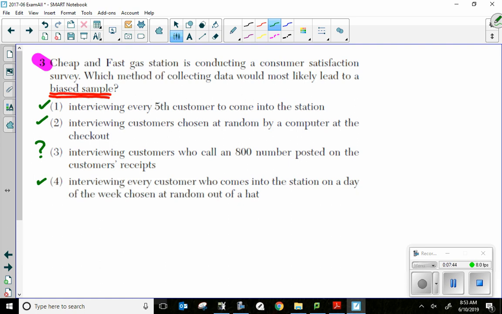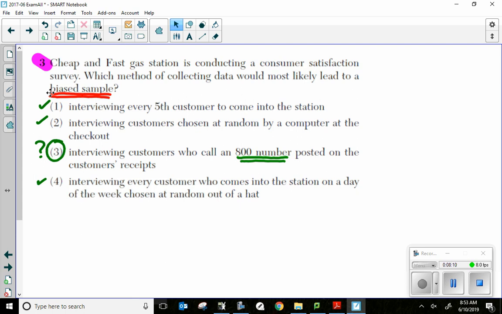Why would number 3 be the correct answer? And it is. The people who call the 800 number, let me ask you something. If you have a really good experience, do you call the 800 number? You do not. If something went wrong and you want to speak to someone, those are the people who typically call the 1-800 number. All right. People who call the 1-800 number have an opinion already formulated in their mind.